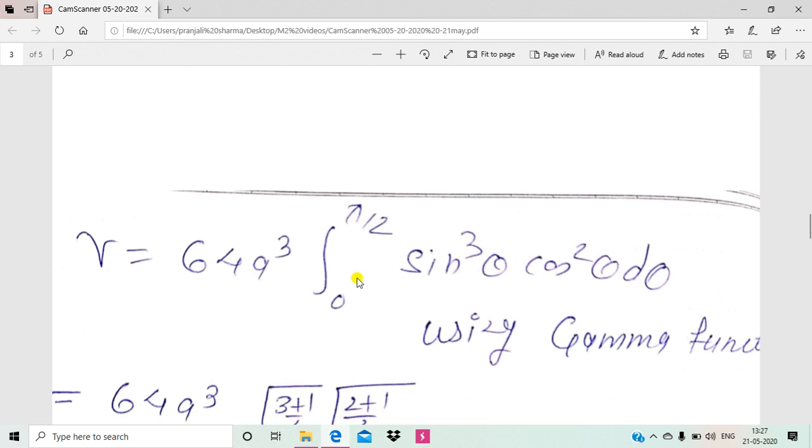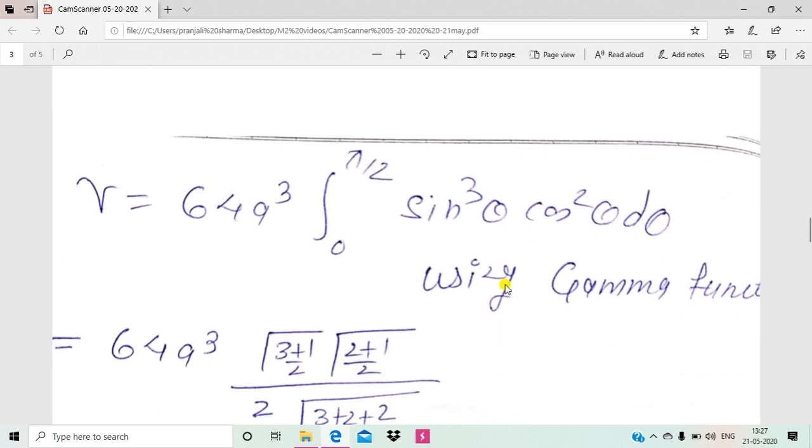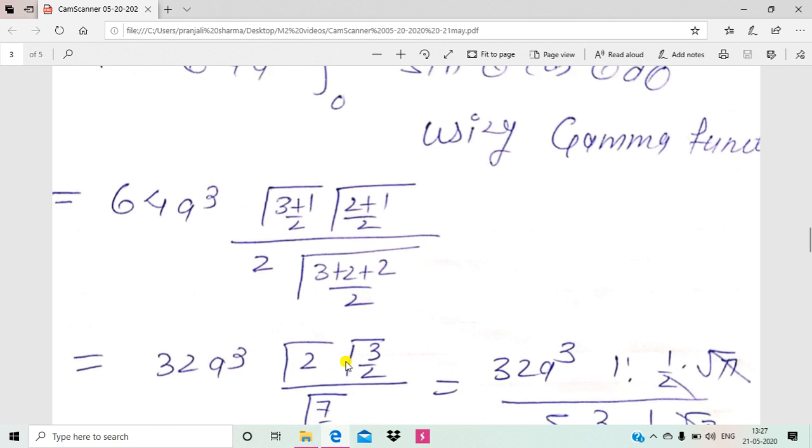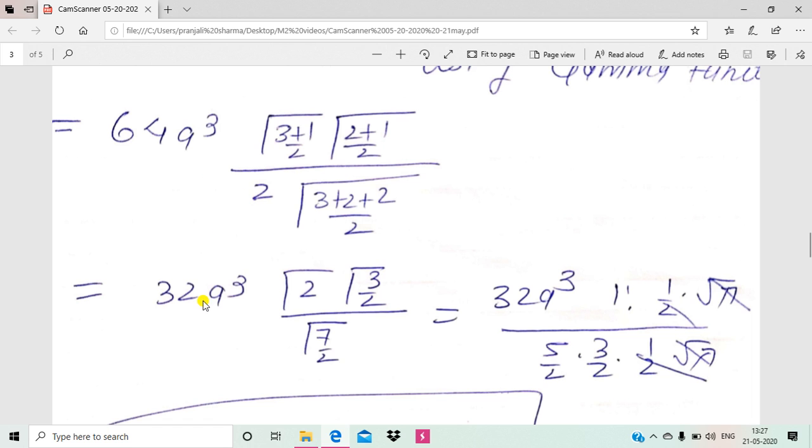Now to evaluate this integration we use the formula of the gamma function: gamma of (m plus 1) by 2 into gamma of (n plus 1) by 2, upon 2 times gamma of (m plus n plus 2) by 2. Therefore it will be 64a cube, gamma of (3 plus 1) by 2 into gamma of (2 plus 1) by 2, upon 2 times gamma of (3 plus 2 plus 2) by 2. So finally, if we cancel this by 2, it will be 32a cube, gamma function of 2 into gamma function of 3 by 2, upon gamma function of 7 by 2.